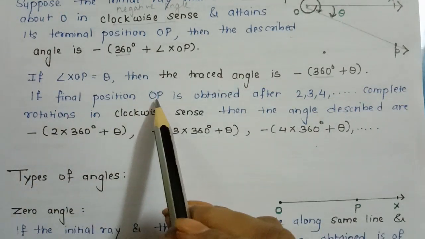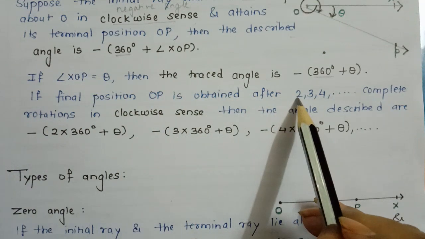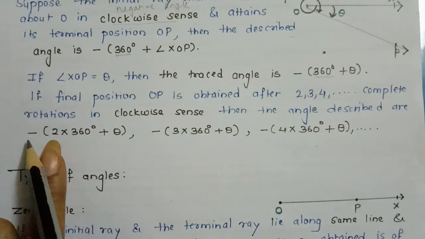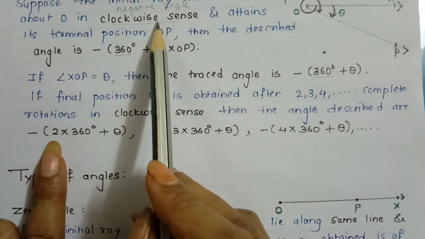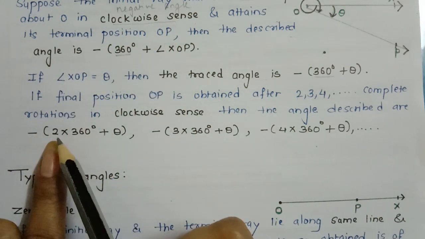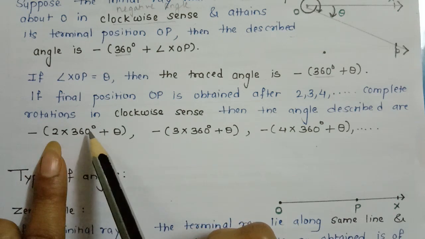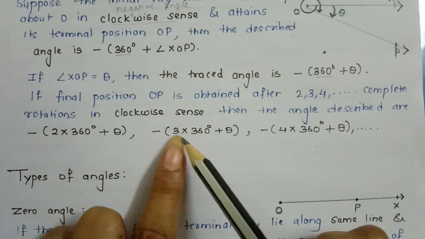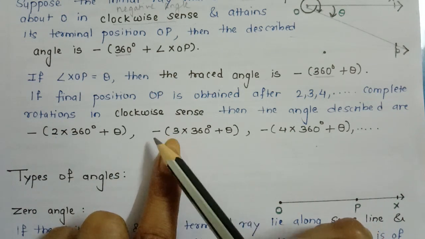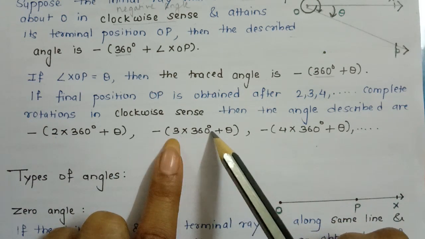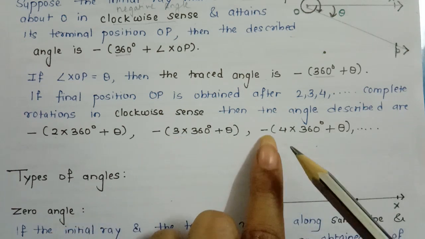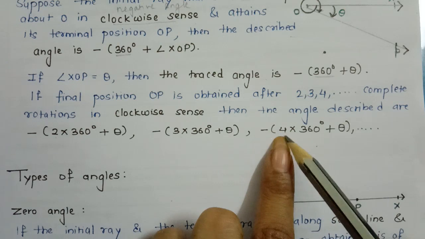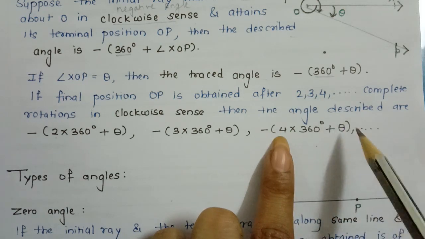Now if the final position OP is obtained after 2 revolutions, if it is making 2 revolutions, your answer will be minus, since it is moving in a clockwise sense, that's the reason for minus before the bracket. Then you'll put 2 into 360 degrees plus that theta, because it is making 2 revolutions. If it is making 3 revolutions, your answer will be minus in a bracket 3 into 360 degrees plus theta. If it is making 4 revolutions in a clockwise direction, your answer will be minus in a bracket 4 into 360 degrees plus theta.